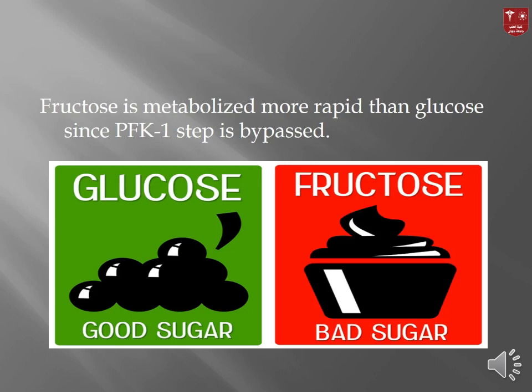So this means that fructose is metabolized very rapidly and it's converted to fat. So we consider fructose as the bad sugar, especially if we take it in sweets and soft drinks. While glucose, which we obtain mainly from fruits, is considered the good sugar. It's metabolized slowly and it's not converted rapidly to fat like fructose.